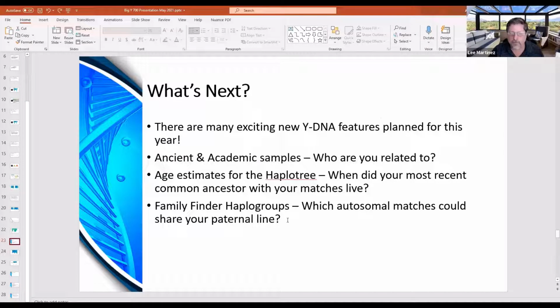Family Finder haplogroups, which autosomal matches could share your paternal line. So that's a new kind of tool that is being developed for Family Tree DNA, which will help you maximize your autosomal matches in a more automated way. Right now, a lot of this stuff can be done, but it has to be done through just knowledge and a lot of work, right? And so Family Tree DNA appears to be handling it, putting it in a format that's more usable for the common person.